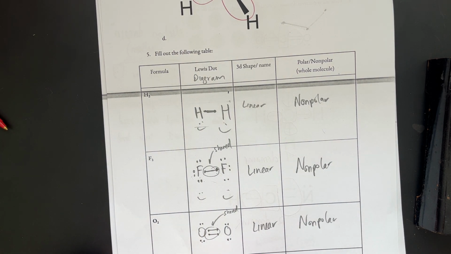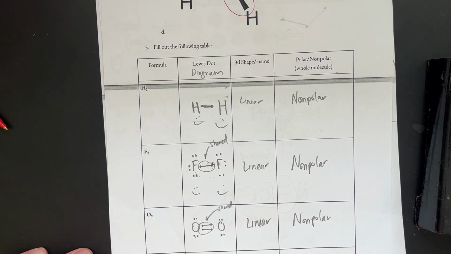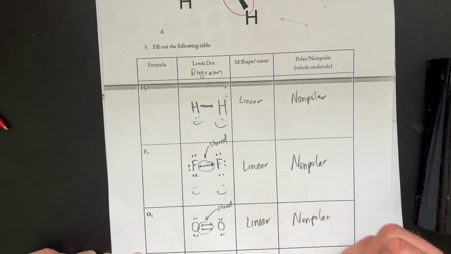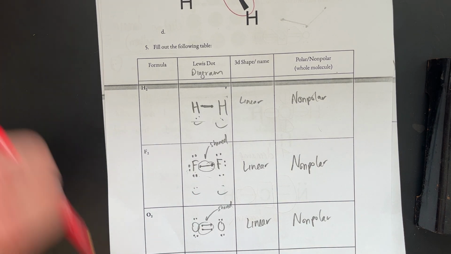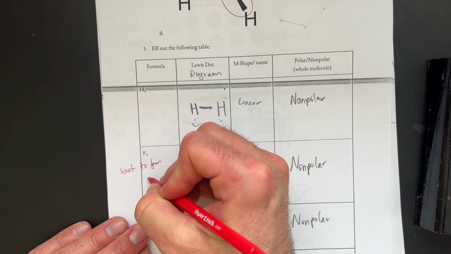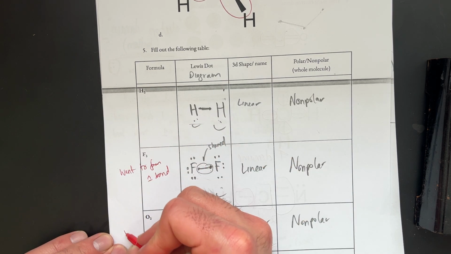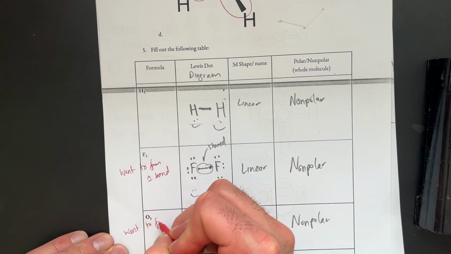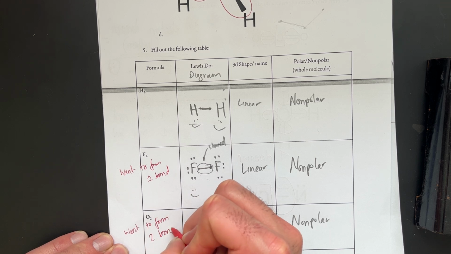It's going to have 2 of its own. It's going to want to share 3. And so we're going to have something like this. Again, linear and non-polar. So remember, and this was just to review for you guys, remember, things like fluorine are going to want to form 1 bond. Things like oxygen are going to want to form 2 bonds.